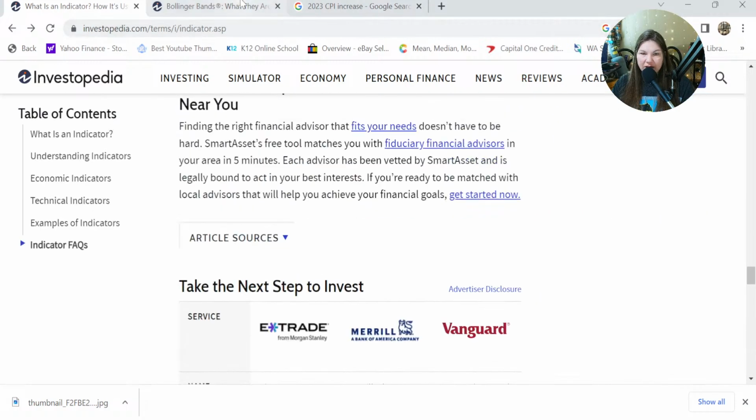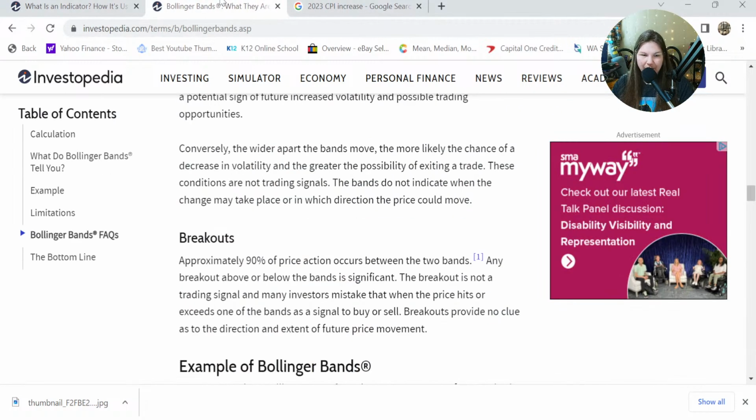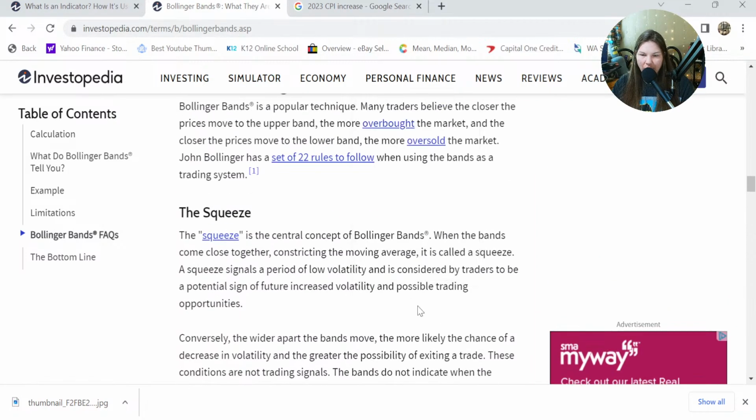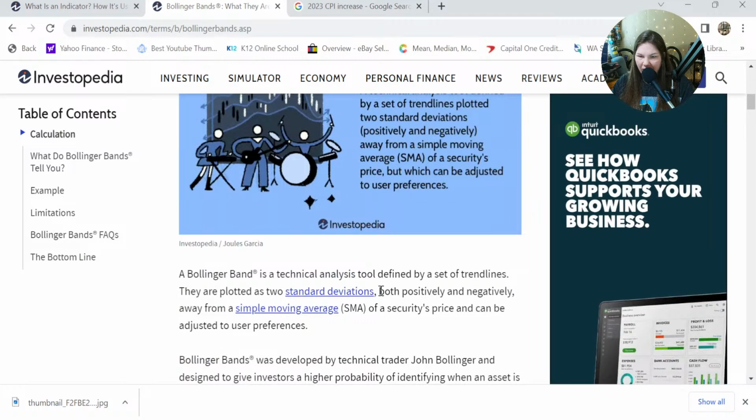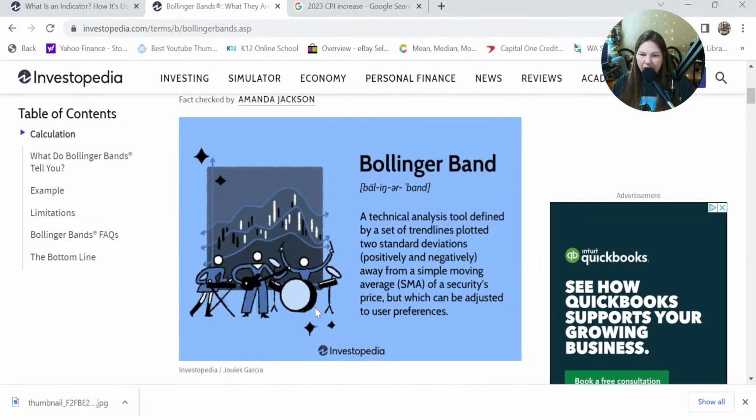We did that. And let's look at Bollinger Bands because I want to know what they do. Bollinger Bands is one they haven't really told us about. They told us about the MACD. They told us about the RSI a lot. But Bollinger Bands, not so much. So they plot two standard deviations, positive and negative, away from a simple moving average. So that's what it is.